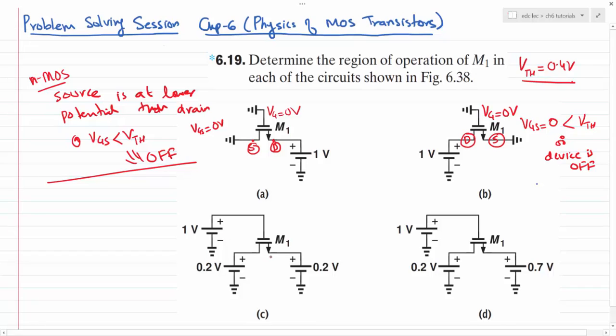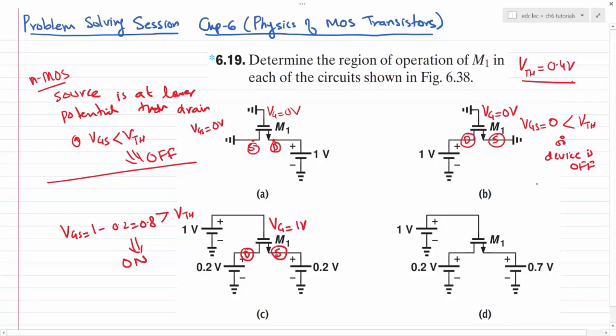Now let's do part C. In part C we have a voltage source on the gate which is equal to 1 volt, and again we have to determine which of these two terminals is source and the drain. Well, they are both at the same potential, so we can take either of them to be source or drain. Let me just take this to be a source and this to be a drain, and if I find VGS from this configuration, I'll get 1 minus 0.2, which is 0.8. Now that VGS is greater than VTH, which was 0.4, so we can say that the device is on.